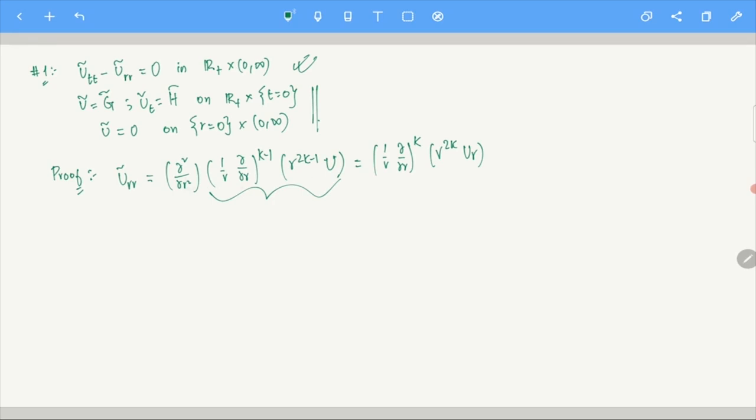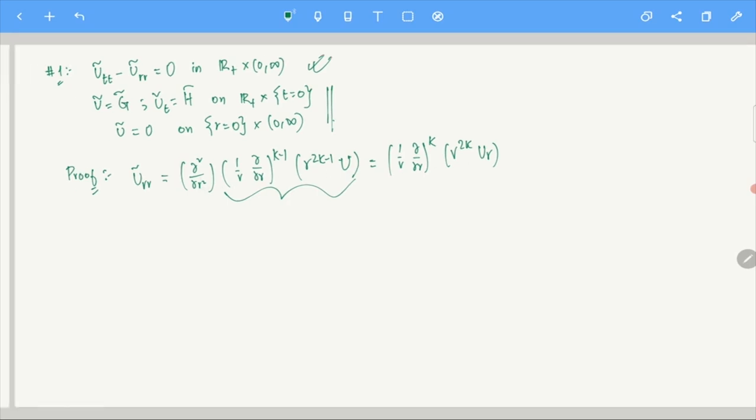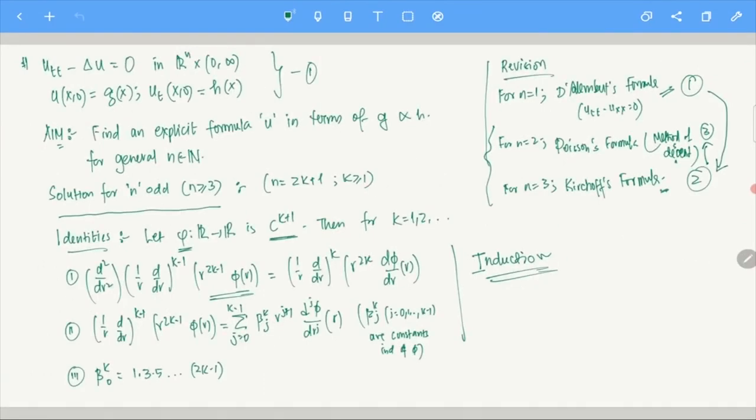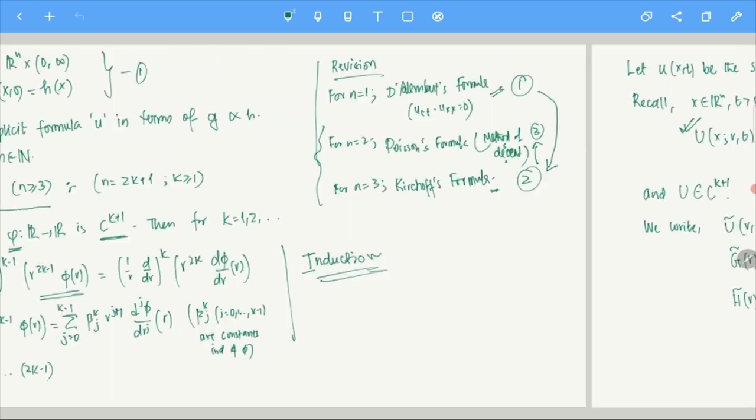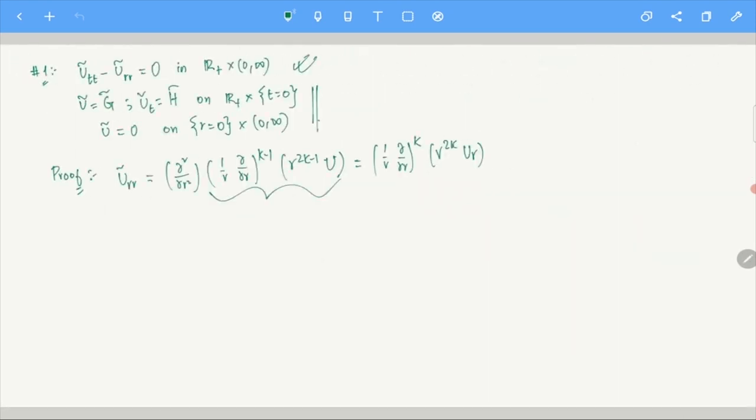Essentially this is the exact same thing. Del 2 del r 2 of this particular u tilde is 1 by r this. You see, d2 dr 2 of this is u tilde, right? That is equal to, so this is for any phi. So I can just substitute phi with capital U here in our case, and it is 1 by r del r whole power k r to the power 2k U r, right? Now you see this is 1 by r del r whole power k minus 1, and then you have r power 2k minus 1, and U r r. I'm just taking the derivative.